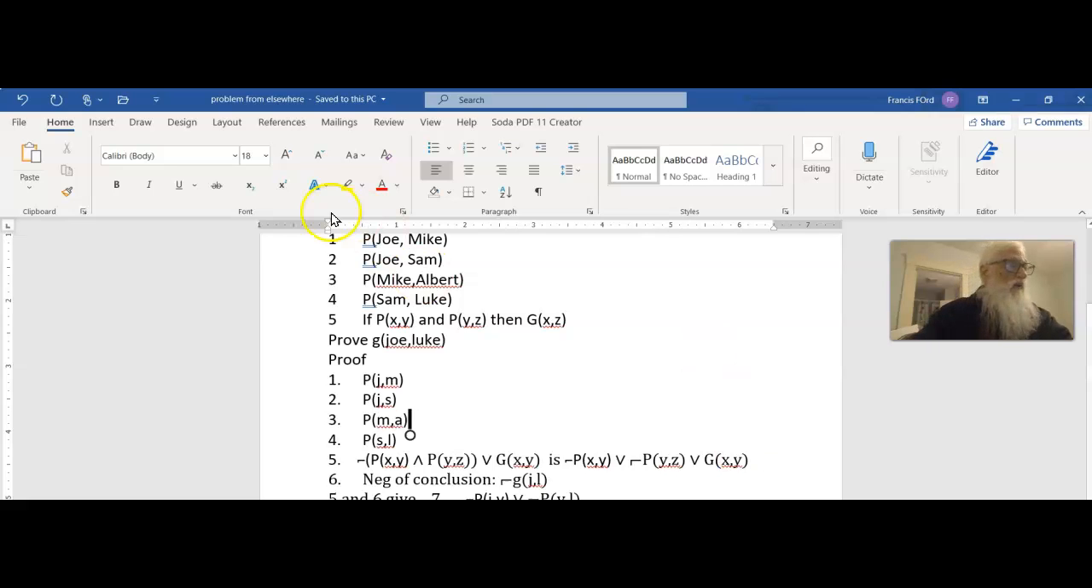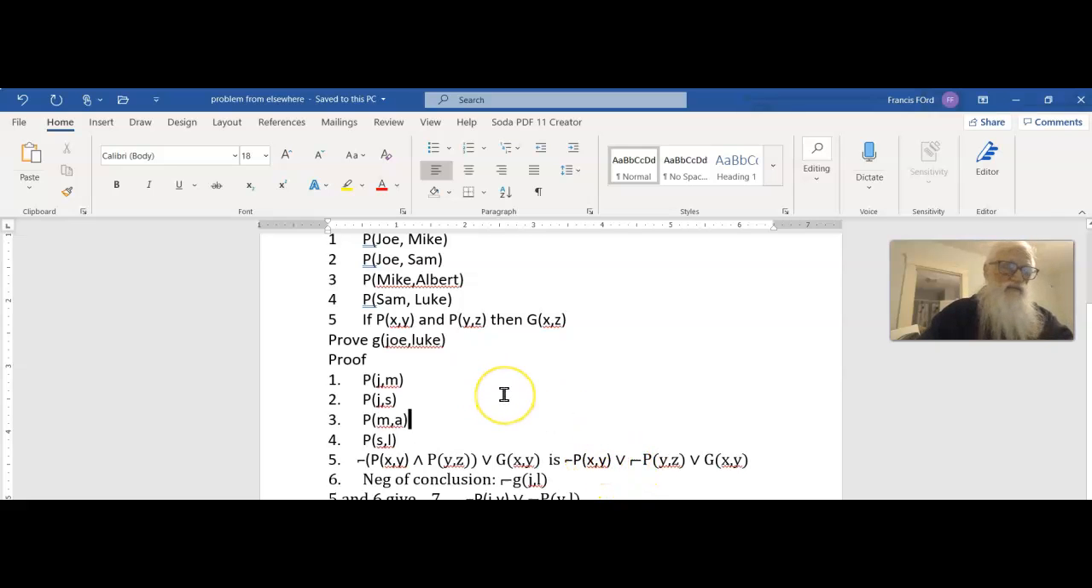And when I took 5, I took not the first clause or the second clause. And this is an and, remember. And then not of an and is the or of the nots. That's the De Morgan law. And that gives me all ors there, and that's what I want.